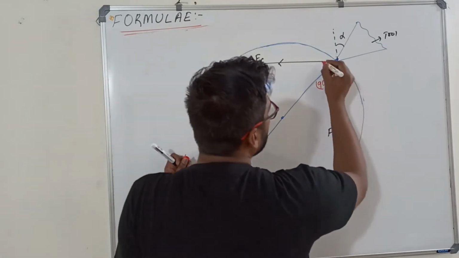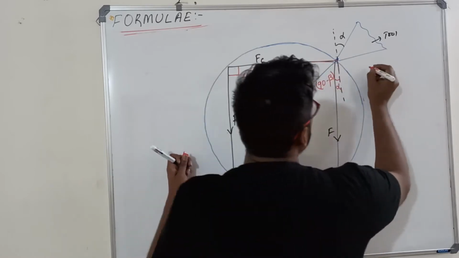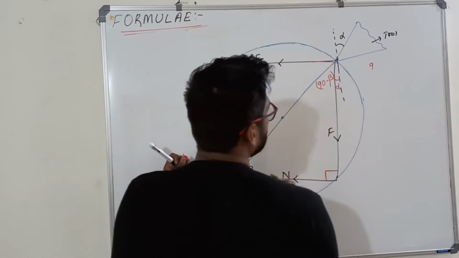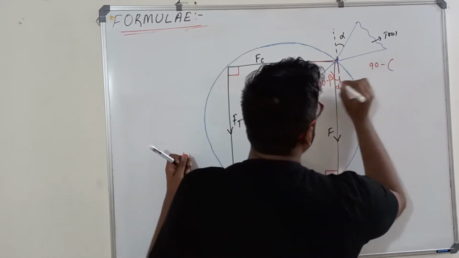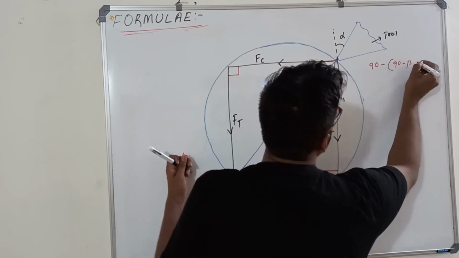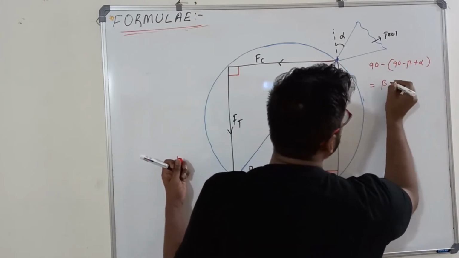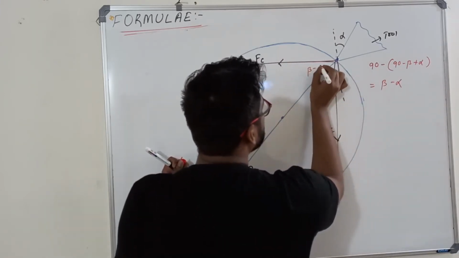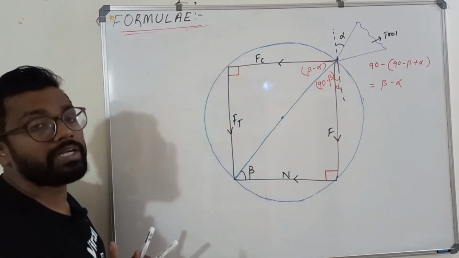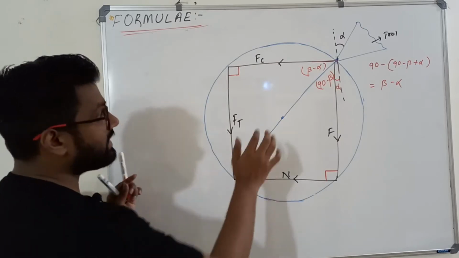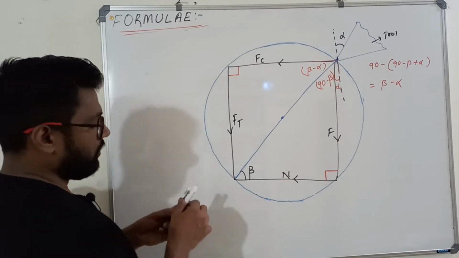Very good. Now, this total angle is 90 degrees. This is 90 degrees. So, what will be this angle? Sir, it is going to be 90 minus this angle. Sir, 90 minus beta plus alpha. So, what did you get? 90 minus 90, nothing. So, what did you get? Sir, beta minus alpha. Beta minus alpha. See, this same diagram came in GATE Mechanical 2013. Now we have two more forces.